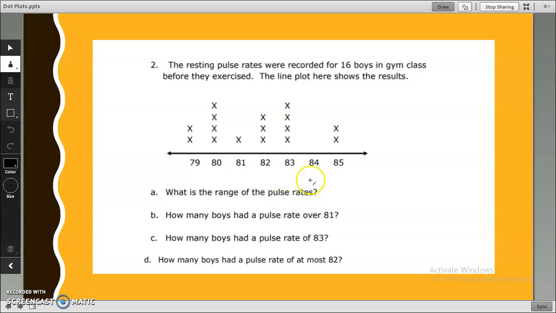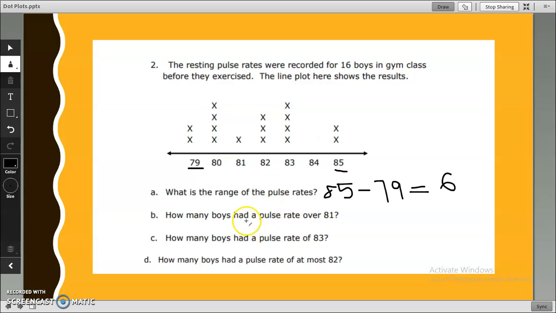So the range, when we're talking about stats, deals with the lowest value subtracted from the highest value. So the highest value is 85, minus the lowest value, 79, so that means that the range is 6. So the range of pulse rates is 6.